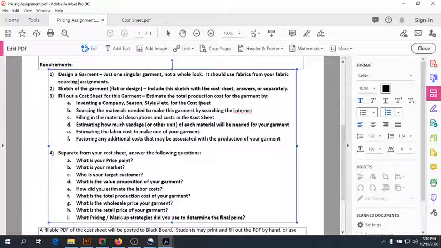Sketch the garment out, flat or design, doesn't really matter to me. Typically on this sort of cost sheet, we'd have a flat style sketch, but if you want to do a design style sketch, that's fine too. Include this sketch with the cost sheet and answers, or separately. A lot of times people have a little bit of trouble attaching their sketch directly to the cost sheet. Of course, in the industry, the cost sheets would all have sketches attached directly. But if you're having trouble, you can email it separately as an attachment, or put it in with your answers section, or if you get it in that cost sheet, that's just fine as well. In fact, it's most appropriate.